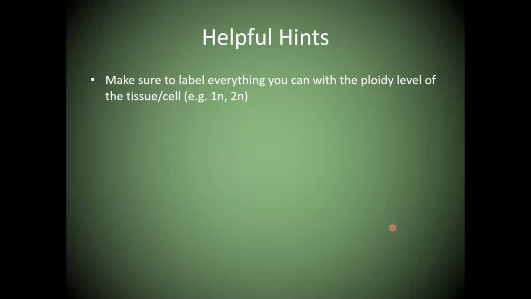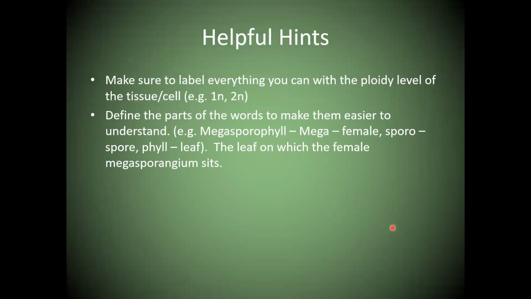Some helpful hints for studying and making your lab notebook. Make sure to label everything, particularly with respect to ploidy. Like I kept mentioning, studying the life cycle is the best way to understand these plants. So do label everything in your life cycle, and define the parts of the words to make sure that you understand them easily. I did do this etymology last time, so keep doing that.